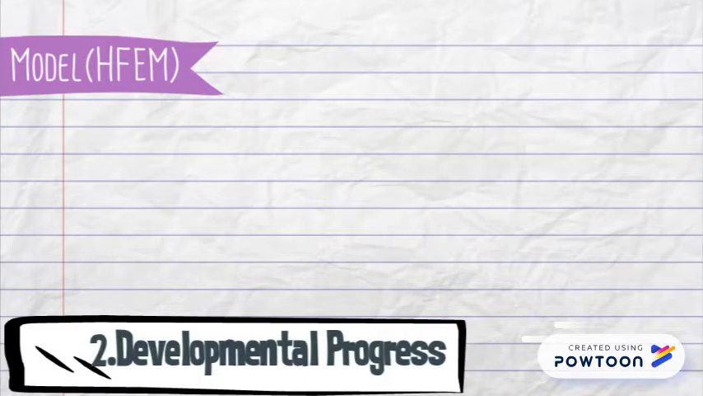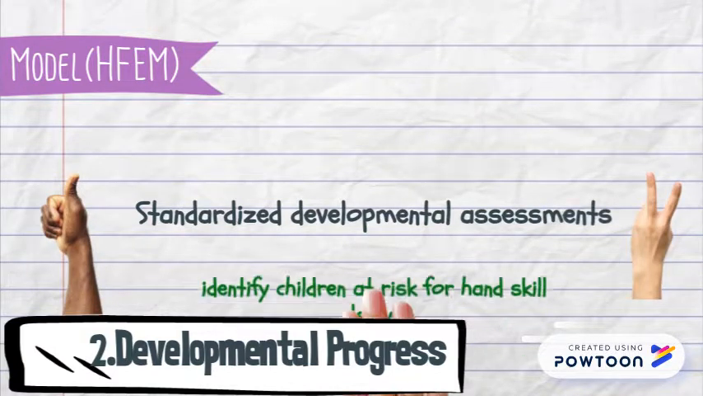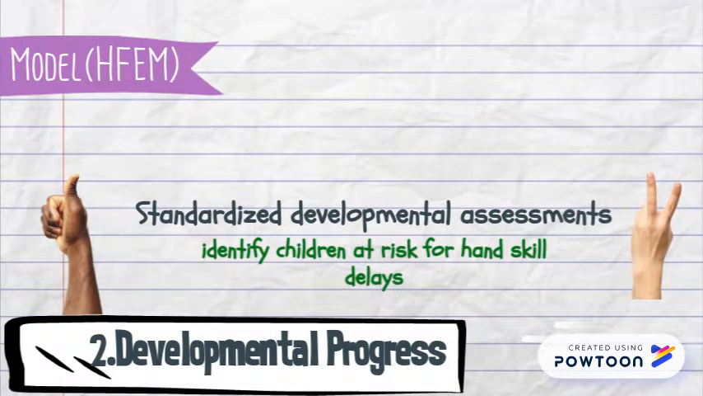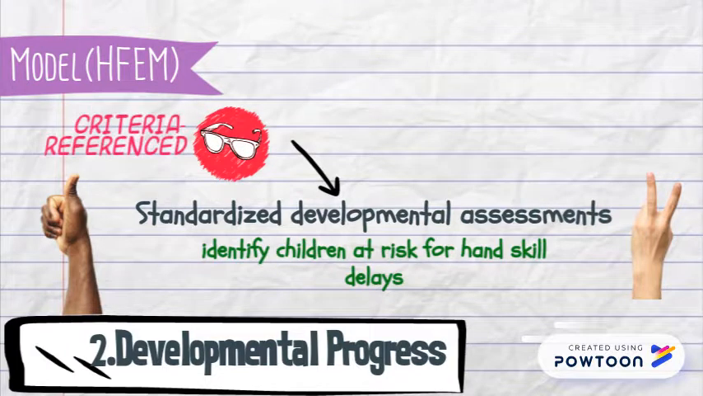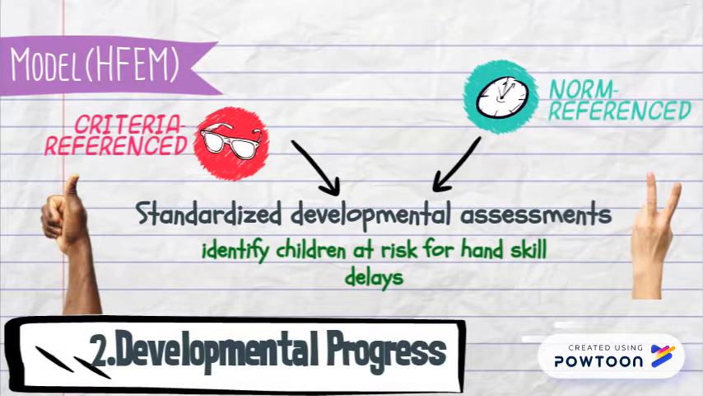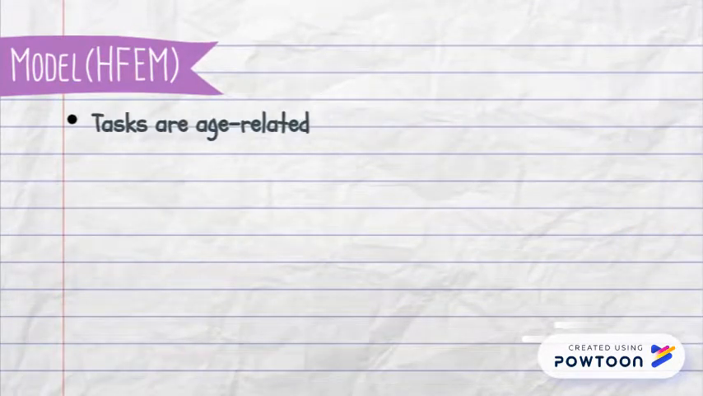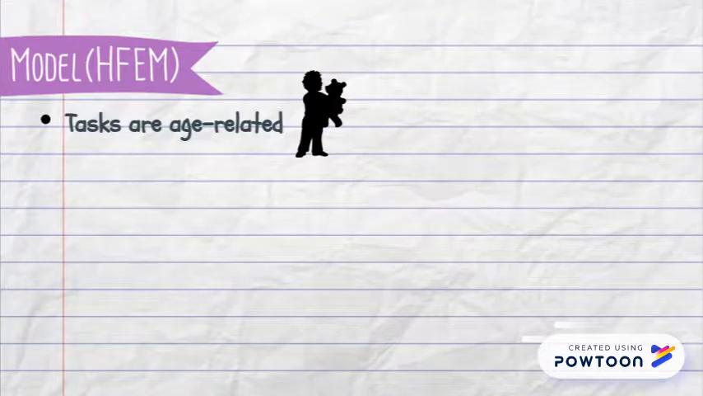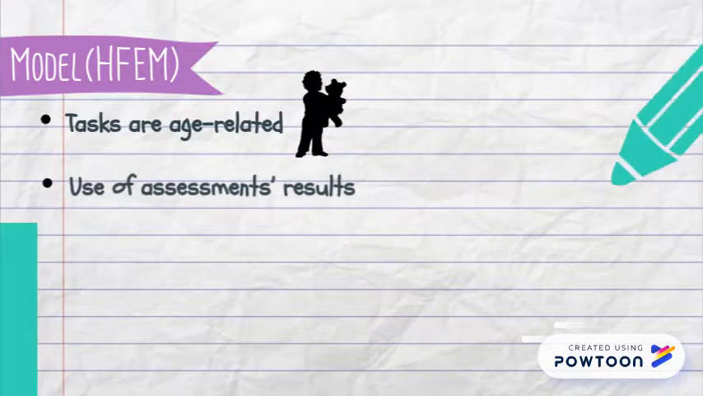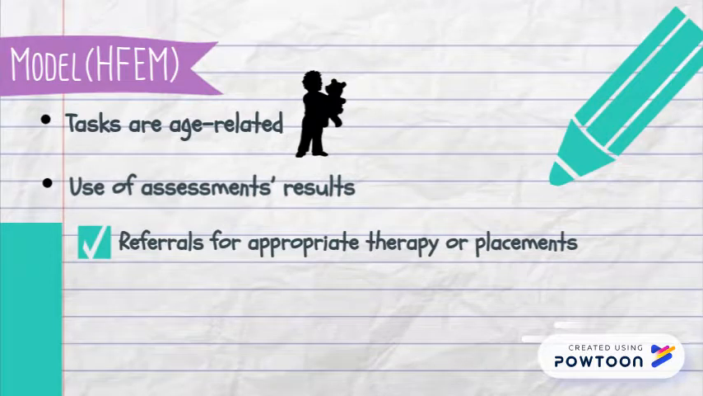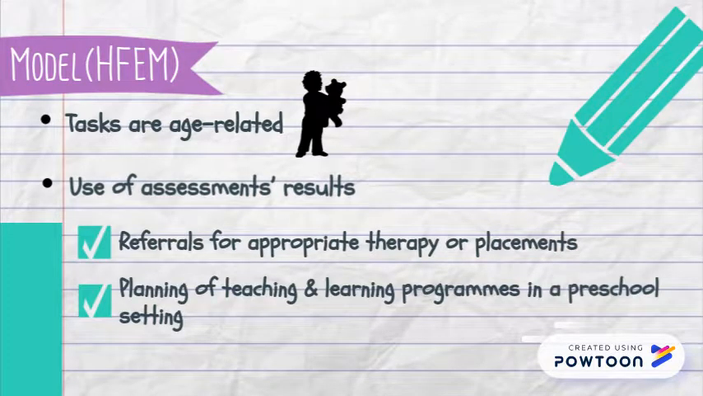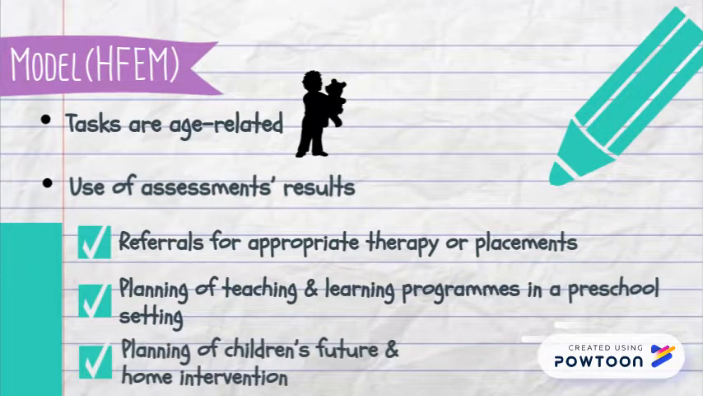Level 2, the developmental progression. This layer illustrates the use of standardized developmental assessments to identify children who are at risk for hand skill delays on fine motor movements. The assessments are criterion-referenced or norm-referenced. Children are asked to do some tasks that are related to their age. These assessments aim at facilitating referrals, planning of programs, and interventions.